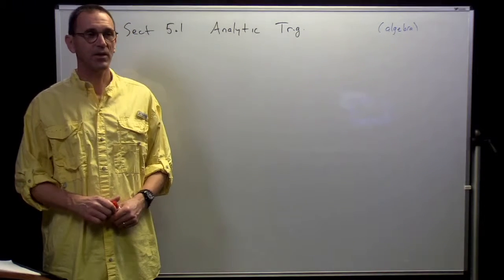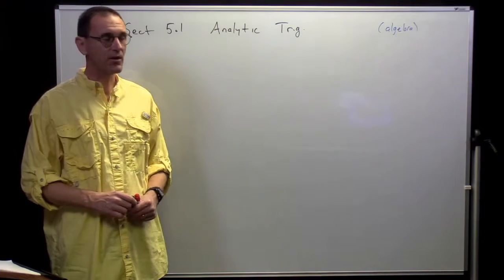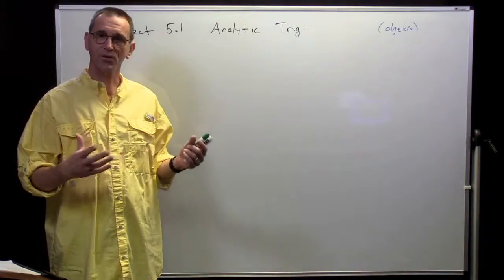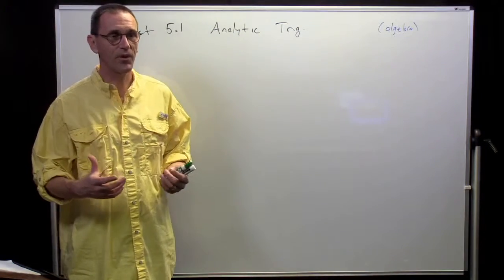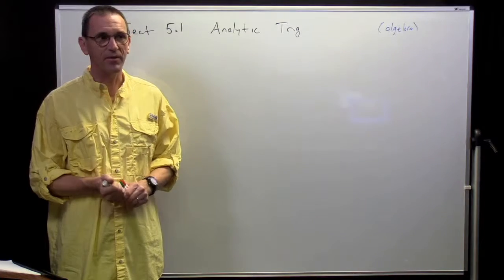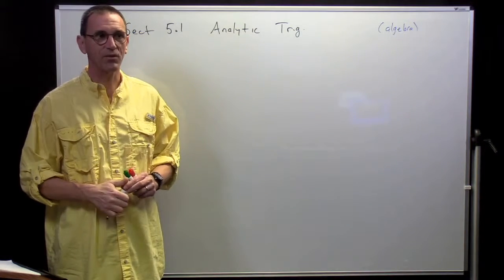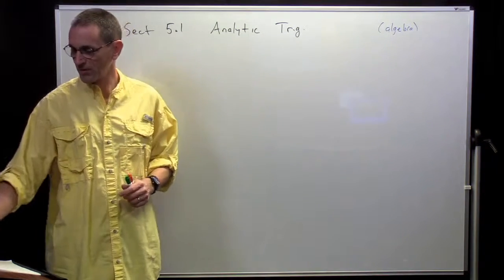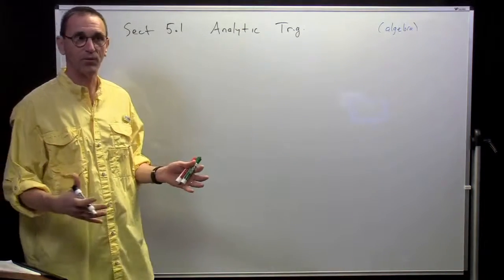All right, we're going to look at the next section here. This is about analytic trig. This is basically how do we use trig functions and show different identities and work with them in different ways. And basically we're just going to drop back and use a lot of algebra here. So the question is, how do we use algebra in the context of working with trig functions?